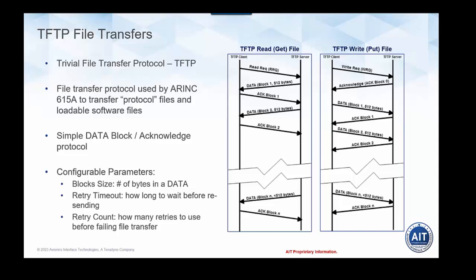Dropped packets or dropped frames on an avionics Ethernet network is extremely rare. You also can configure at the TFTP level the retry timeout. That's how long, say, after a client sends an ACK, it waits for the next data. If it doesn't receive it within that timeout, it sends the retry. And then you can also set a retry count. So if you send a data or an ACK and it goes unreplied to, you can specify how many times you want to retry that before you declare the file transfer failed.